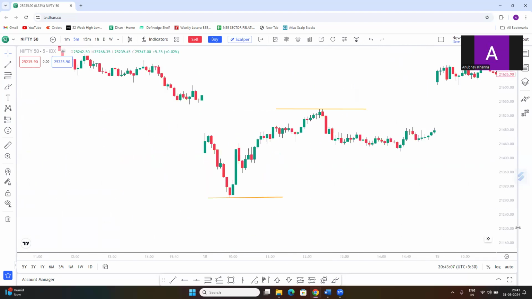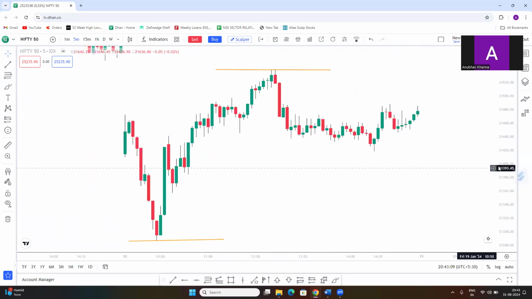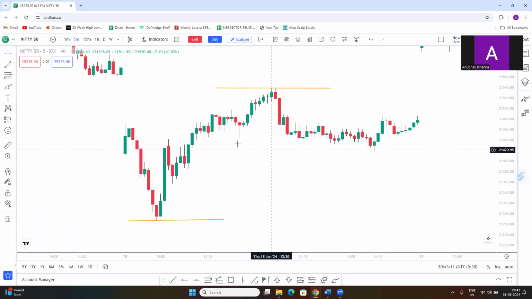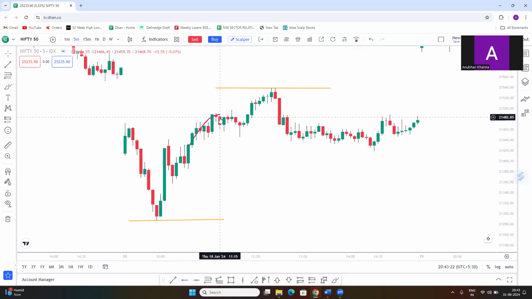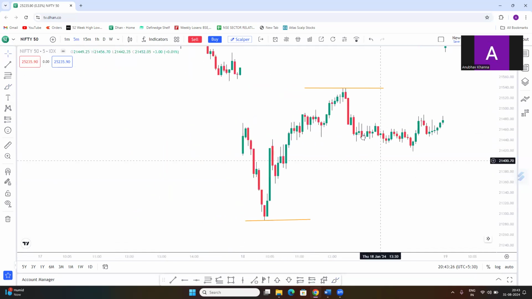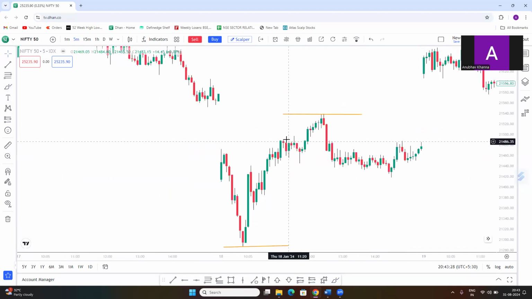Let me hide everything else. Can you see any other swing during this day? If you are trying to see this, this, this, then you are forcefully finding these swings. And as I said in the beginning, if you are forcefully finding something, that means it is not a valid thing. This is not a swing.